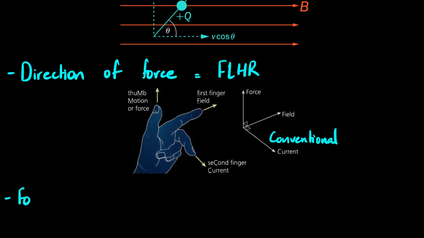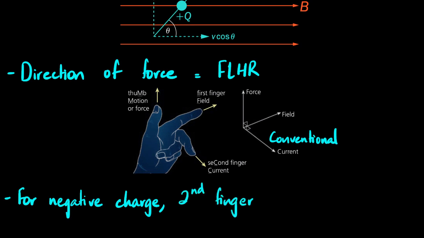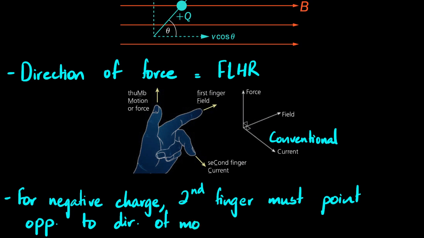So for negative charges, the second finger must point opposite to however it's moving. So I can say opposite to direction of motion. Right? Now let's see this in action as well.